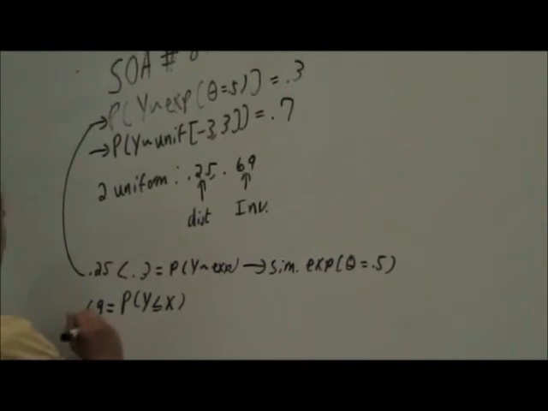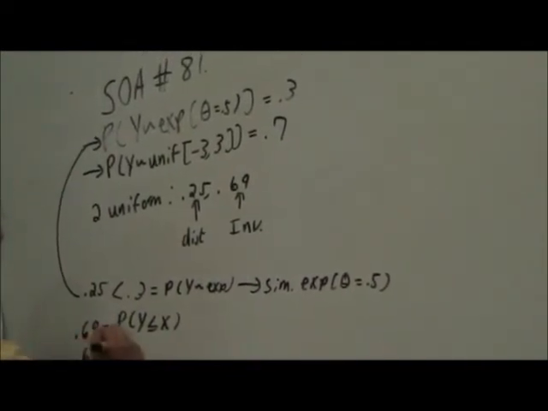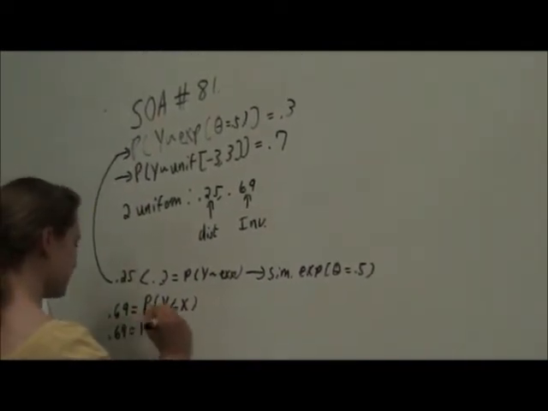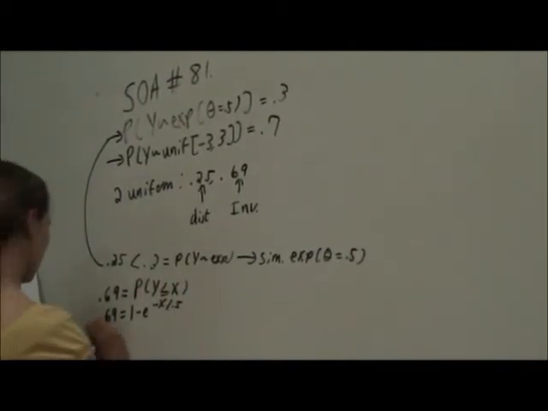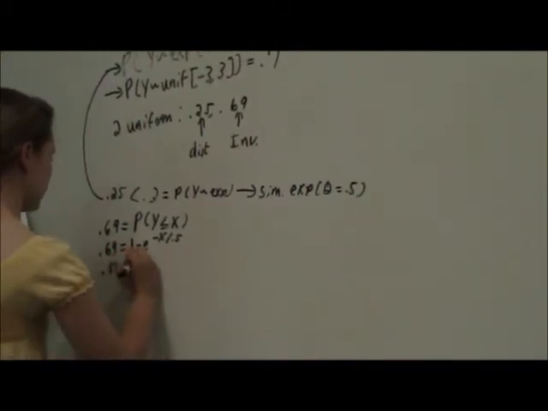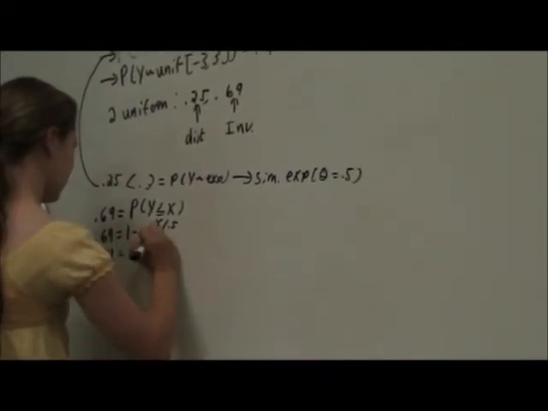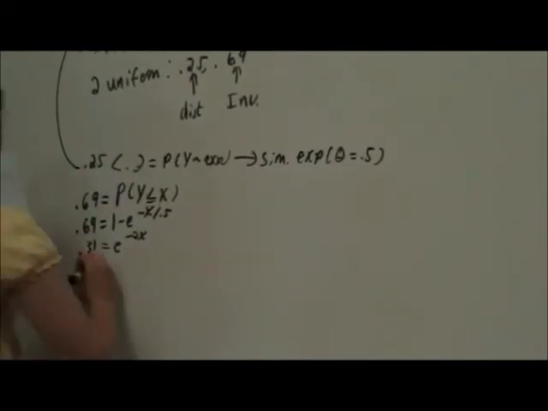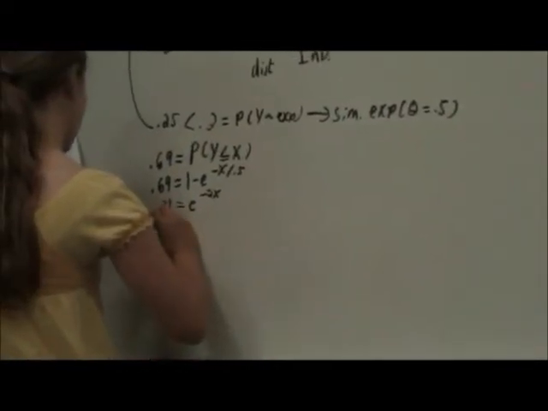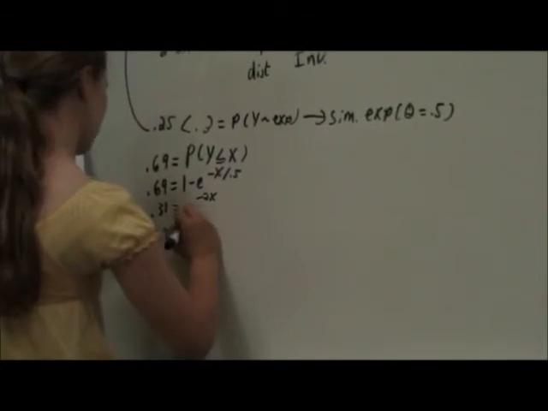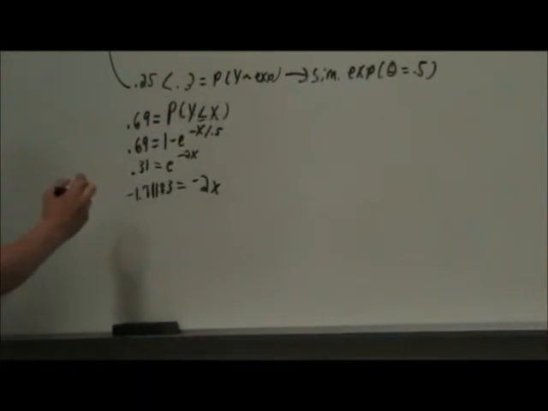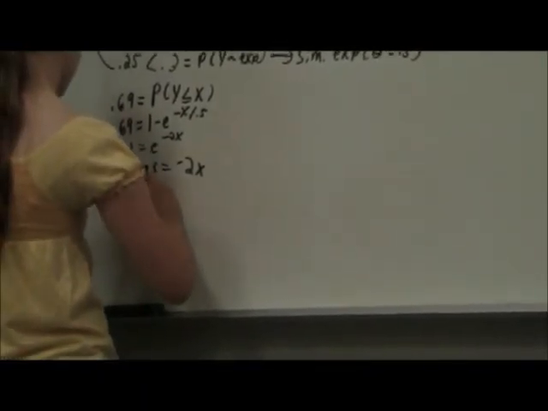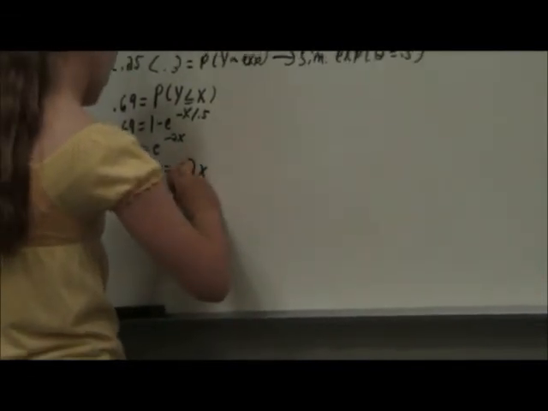Then we plug in the fact that it's an exponential distribution, so 0.69 equals 1 minus e to the negative x divided by 0.5, which becomes 0.31 equals e to the negative 2x. Then we get negative 1.17183 equals negative 2x, which was just me taking the natural log of both sides. In the end, we get x equals 0.585, or answer choice C.